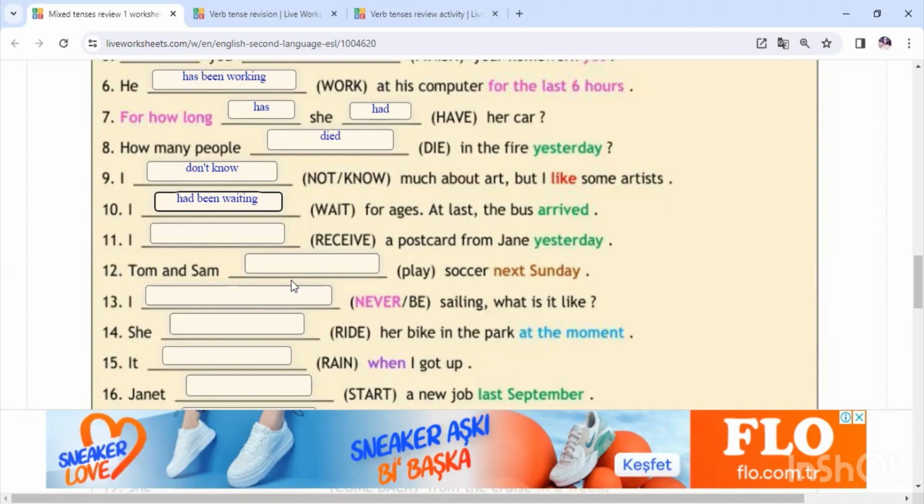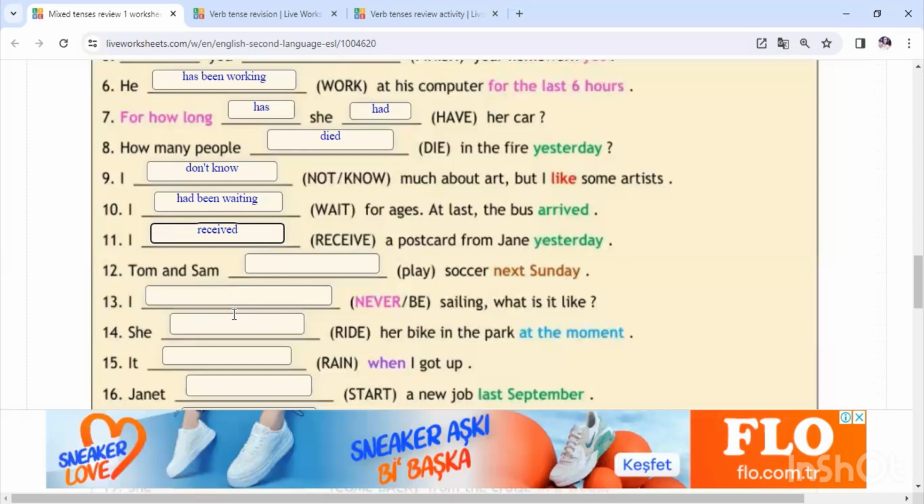Number 11. I received a postcard from Jane yesterday. Well done. You can see the specific time. You can see yesterday. So, you know, the colorful words are clues, guys. The colorful words are clues. You can use them as your tips to find the correct answer. Okay, it's just past simple tense. It's a completed action in the past with a specific time. I received a postcard from Jane yesterday. Can you translate it? Dün Jane'den bir postkart aldım. Well done. Yes. Okay, Çağanay.